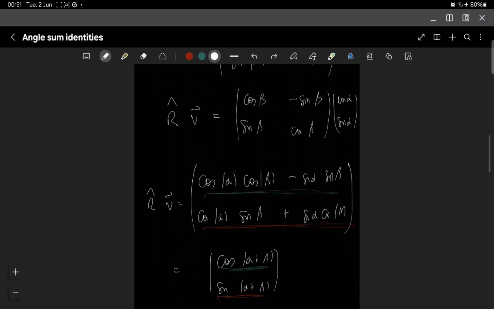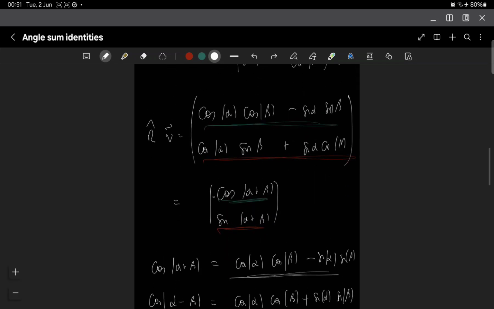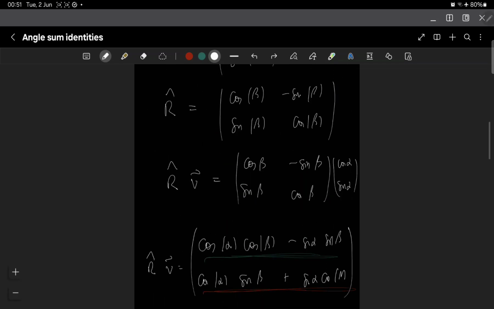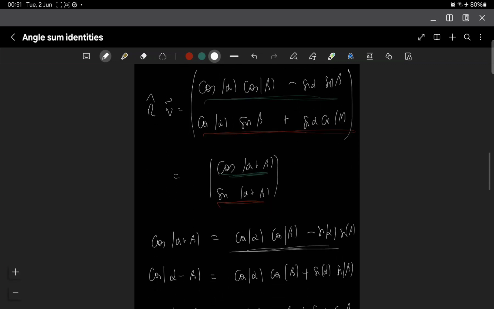Then you just do the matrix multiplication, and the new vector is just cosine alpha plus beta and sine alpha plus beta, and this is because we've simply taken the unit vector and rotated it by an amount beta, so the total angle is now alpha plus beta, right? That's just what straightforward logic tells us. And then we equate these two expressions, and we have the two identities, right?